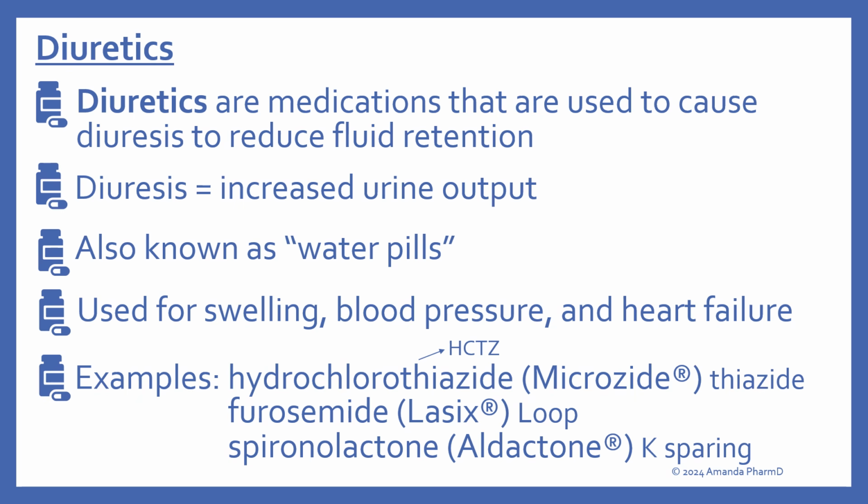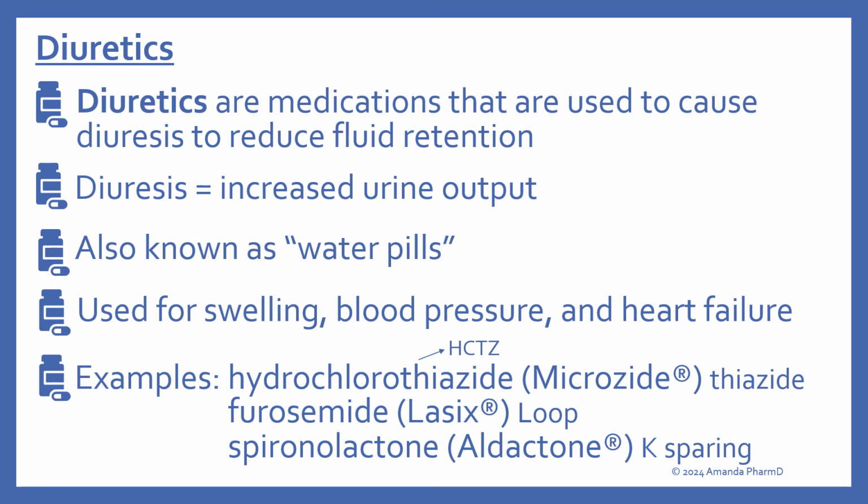Diuretics. These are medications that are used to cause diuresis to reduce fluid retention. Diuresis just means an increased urine output. Diuretics are also known as water pills, and they're used for swelling, blood pressure, and heart failure.